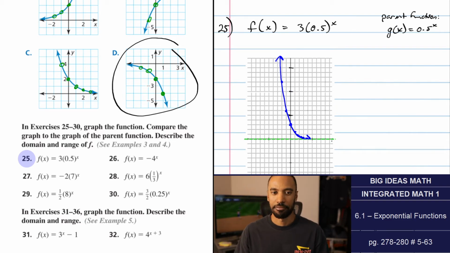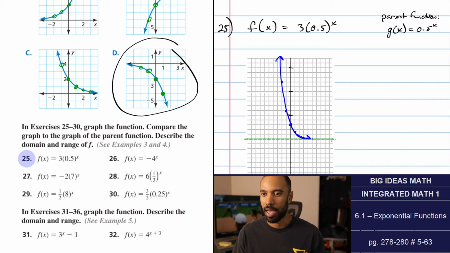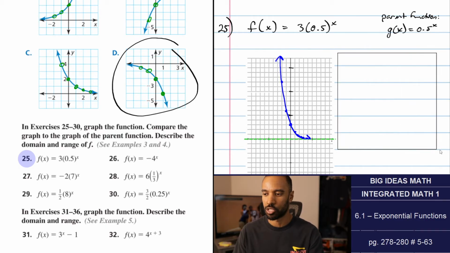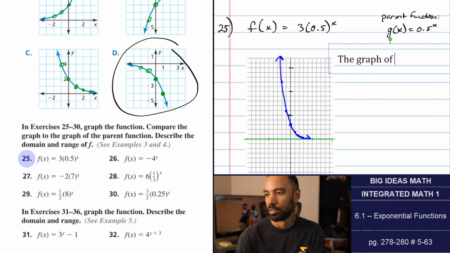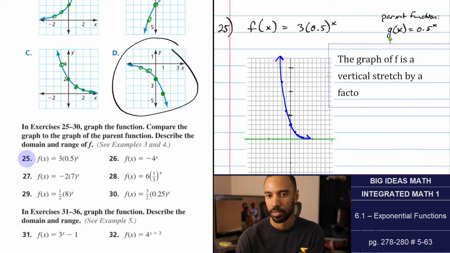Okay, we still have to do a couple things. Compare it to the graph of f. Well, compare f to the graph of g, I should say, because my graph of g is my parent function. So the graph of f is a vertical stretch by a factor of 3 from g.